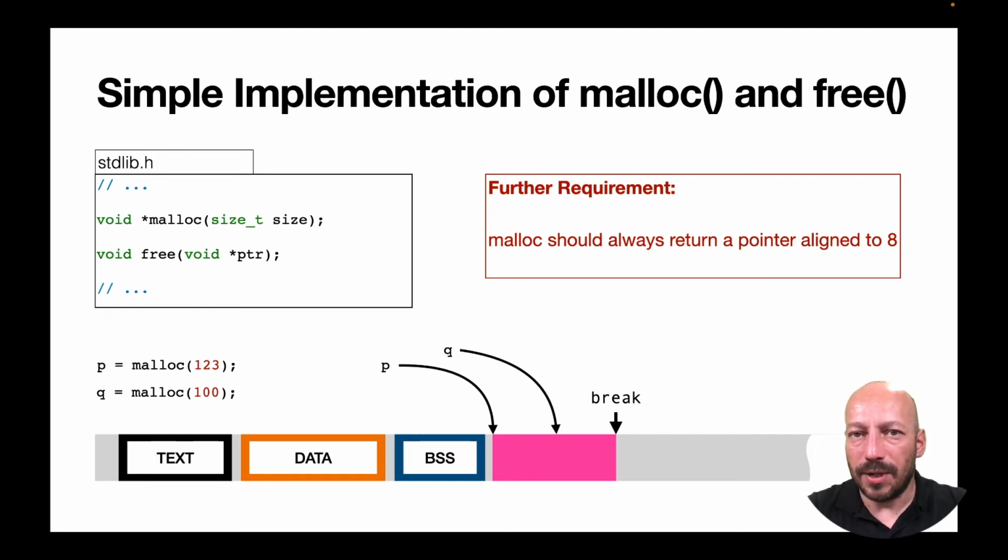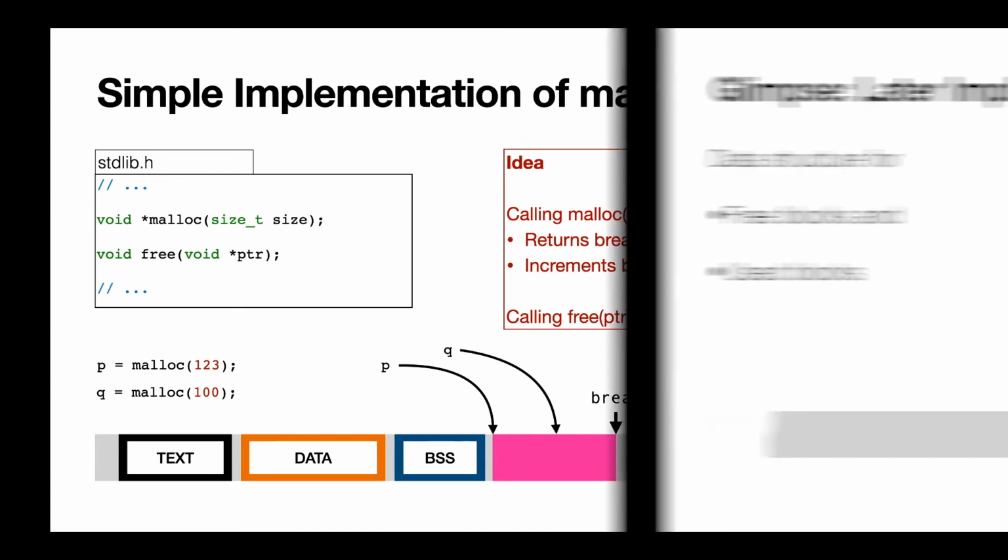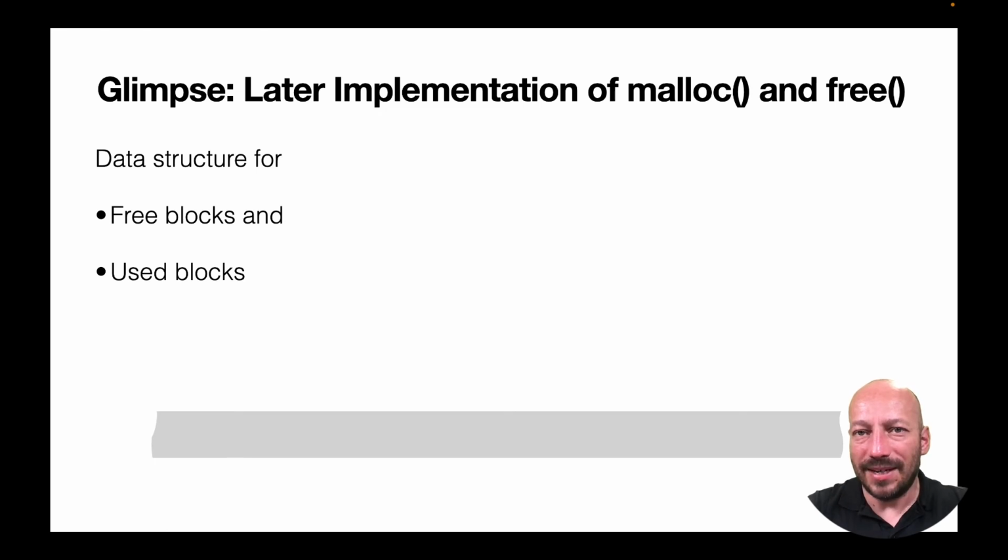Now, how do you implement free? Well, the simplest way to do that is simply do nothing. So that means, of course, you are wasting a lot of memory. You soon run out of memory because you never can give it back. But it's still conforming to the key requirement that you have these reserved blocks and that they're aligned to 8. Of course, we will later come up with a better implementation of malloc and free, where it's also possible to give back memory so that subsequent calls of malloc actually can reuse this memory.